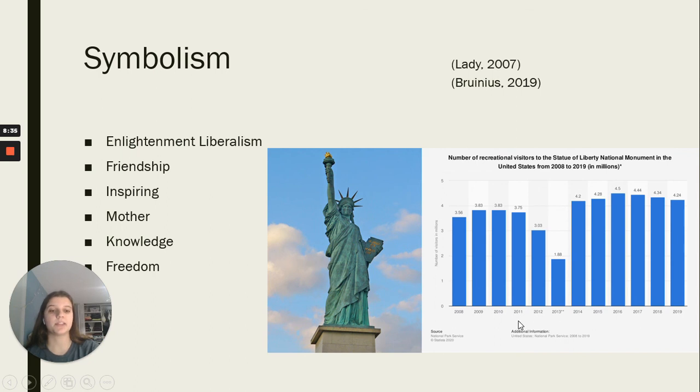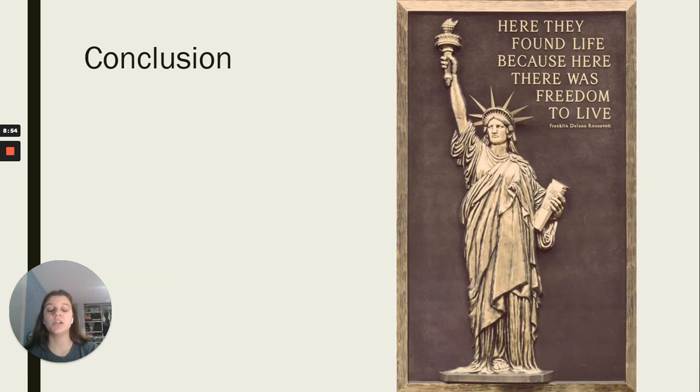Now, on the right-hand side, you can see this graph. And it's telling you the number of people that visit the Statue of Liberty each year. And the average is between 3.5 and 4 million. And that's insane how many people visit this statue each year, which just shows you how important this statue is to America and what it represents. So in conclusion, I have taught you the history of the Statue of Liberty, the role it played during immigration, and the symbolism behind the statue.